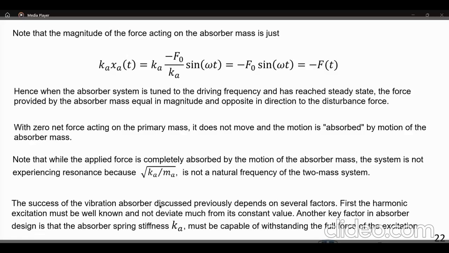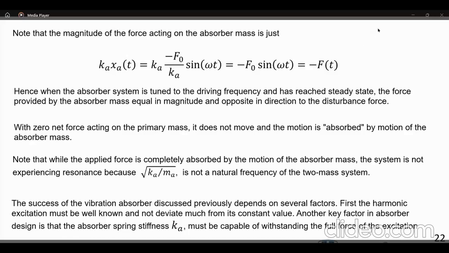The success of the vibration absorber discussed previously depends on several factors. First, the harmonic excitation must be well known. You have to know the loading frequency of your device, the driving frequency, and not deviate from it much. Another key factor is the absorber design. The absorber spring Ka must be capable of withstanding the full force of excitation. In other words, notice that we know Ka over Ma is omega squared.